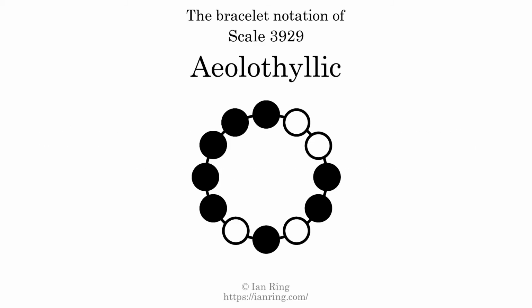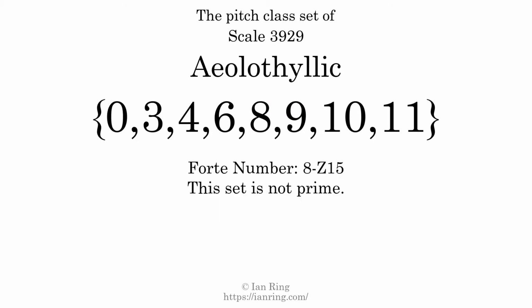This is a bracelet notation diagram of scale 3929. The shaded circles represent tones that appear in the scale, and they are read clockwise, starting at the top. The pitch class set for this scale is 0, 3, 4, 6, 8, 9, 10, 11. The forte class is 8Z15. This set is not prime.